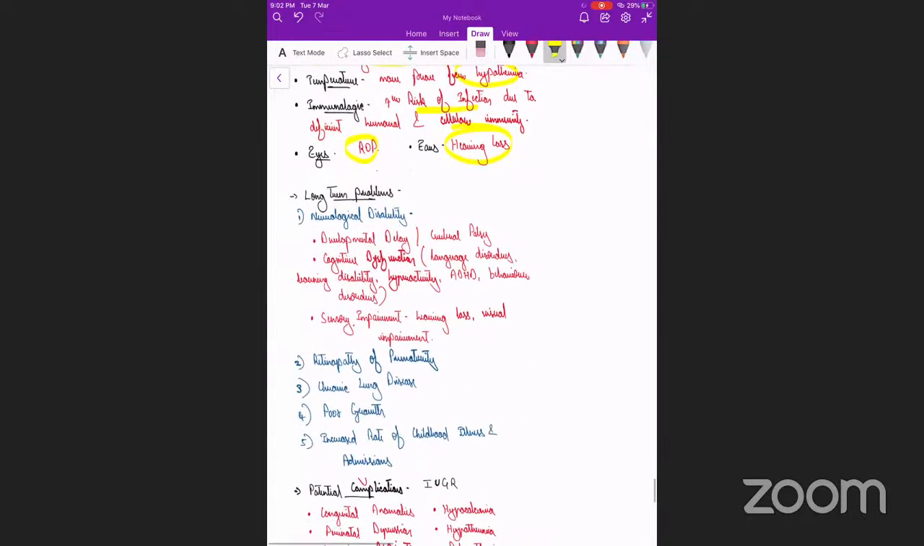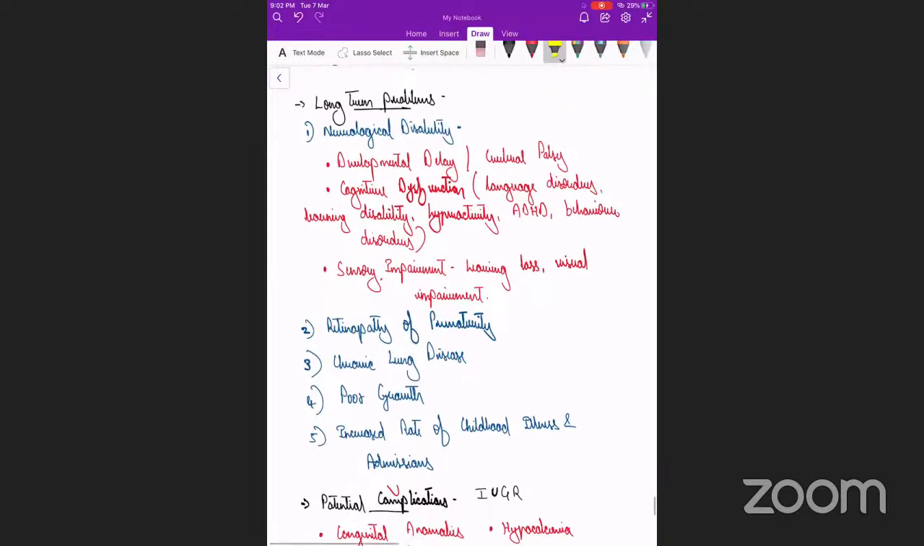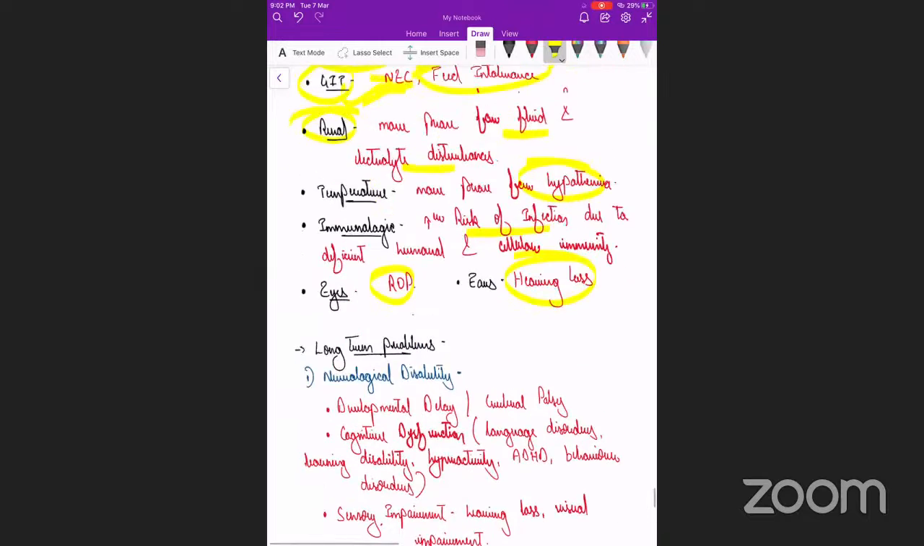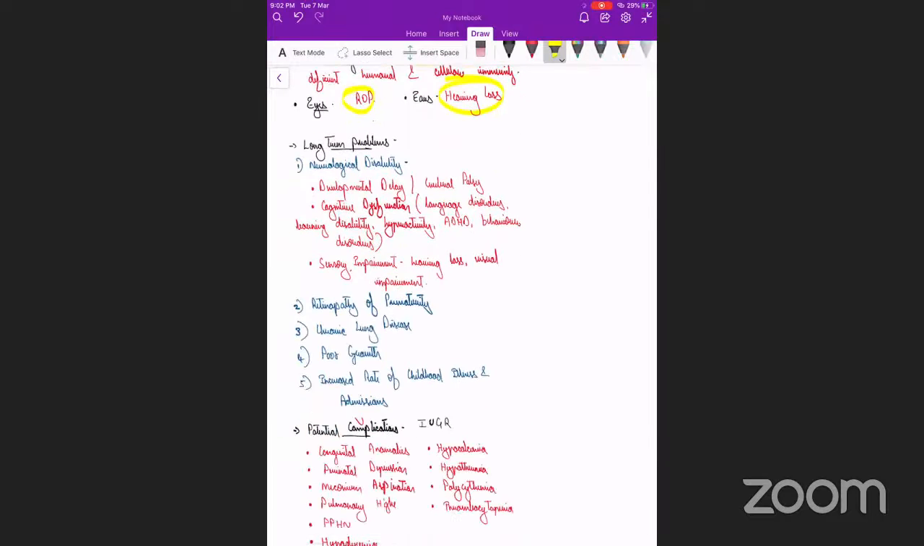Okay. Next is a question that will be asked for you guys: what are the long-term problems that we expect in these low birth weight babies? So there can be neurological disability in terms of developmental delay, cerebral palsy, or they can have normal cognition with dysfunction wherein there can be language disorders or specific learning disorders. So, okay, all these problems can be there. Or sensory impairment in terms of visual or hearing loss can be present. Okay, then ROP can occur, chronic lung disease can occur, poor growth can be present, or increased rate of childhood illness and admissions. Fine. These are the long-term problems. So these were the acute problems associated with preterm birth, and these are the long-term problems associated with preterm birth.